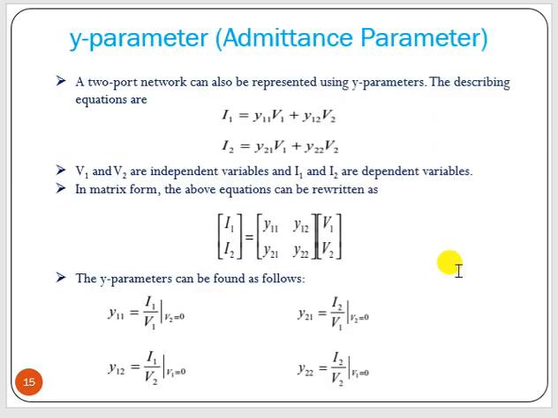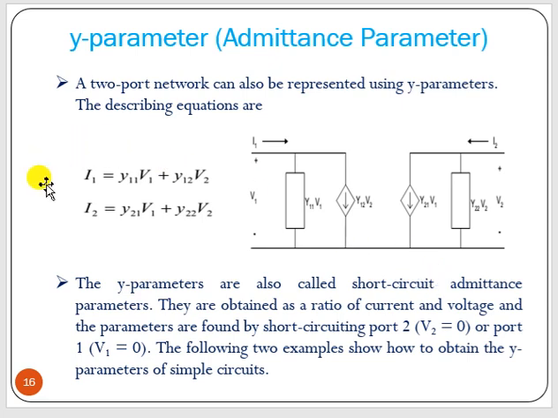So using admittance parameters, we can find out the admittance values: input admittance, output admittance, or input impedance, output impedance, or transfer impedance or transfer admittance. Now, according to this particular equation, I equal to YV, we can draw the equivalent circuit. I1 current is flowing, I1 into V1 here, and here this is V2.